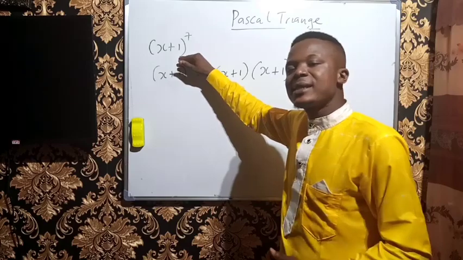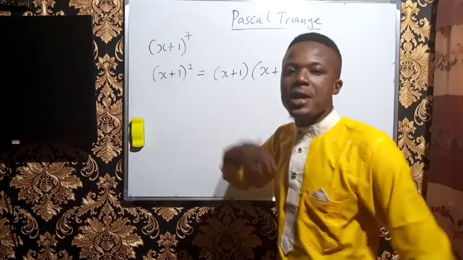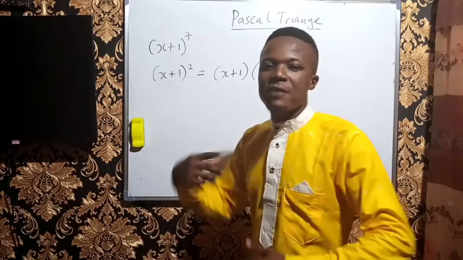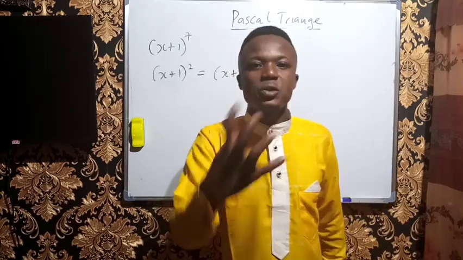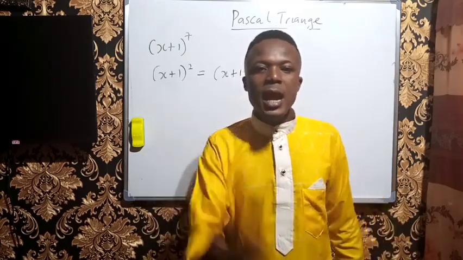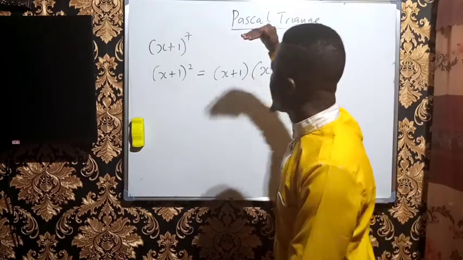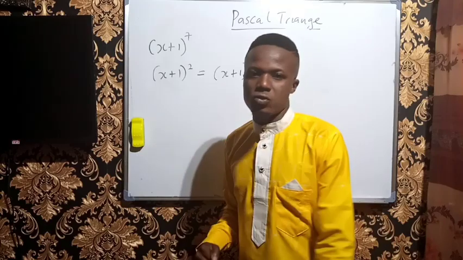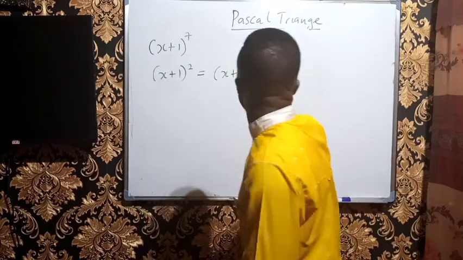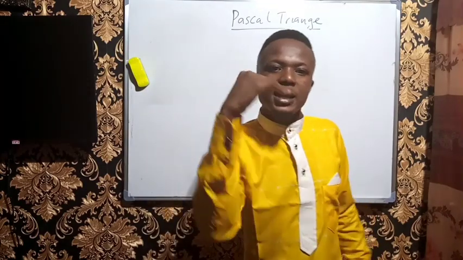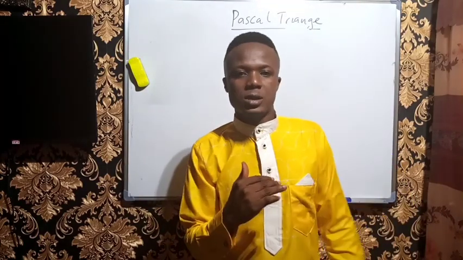But what if the power is 7? Will you continue doing x plus 1 times x plus 1 times x plus 1, 7 times? You will see that this will take you a lot of time. Hence, to overcome challenges like this, we employ the usage of Pascal's triangle. Now, I'm going to draw this triangle which will assist us in dealing with binomial expansions.